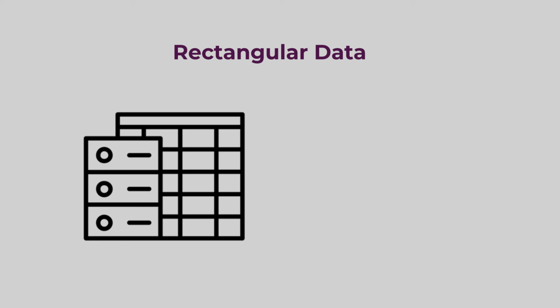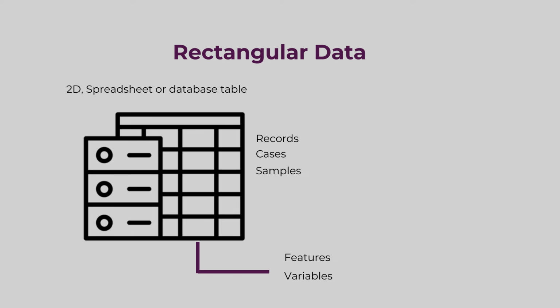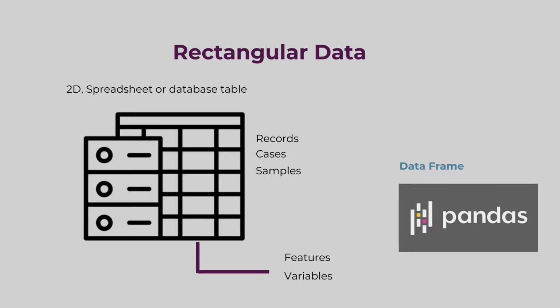The typical frame of reference for an analysis in data science is a rectangular data object, like a spreadsheet or a database table. The rows of this 2D matrix represent records, cases, or samples, whereas columns represent features or variables. In Pandas, the 2D data structure is known as data frame.